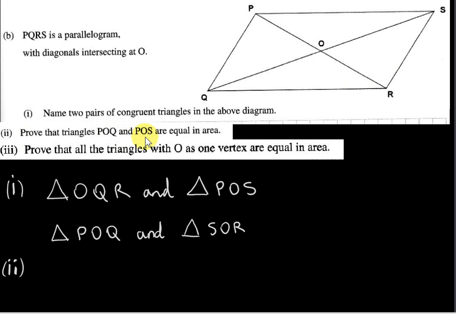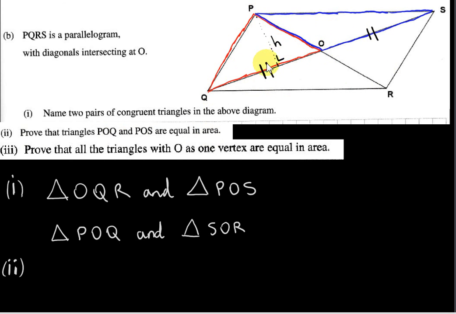Prove that triangles POQ and POS are equal in area. So here are the two triangles. Well, since the diagonals of a parallelogram bisect each other, we see that the distance of Q to O is equal to the distance of O to S. So both triangles have a side in common. Not only that, if we're calculating the area of, say, POQ using this side as base, then the perpendicular height is the distance of P down to the base. I call this distance H. So the area of POQ would be half the base QO times the height H.